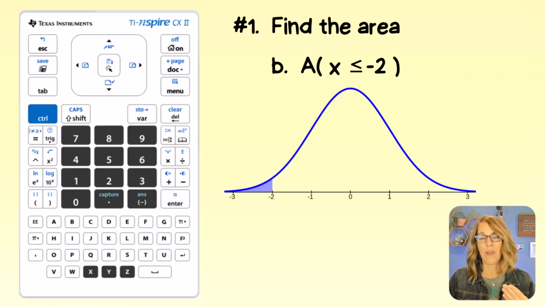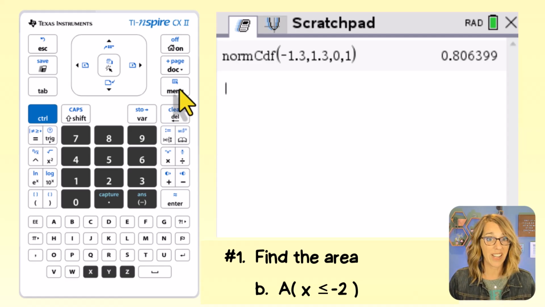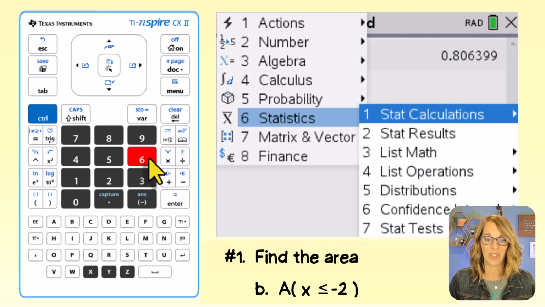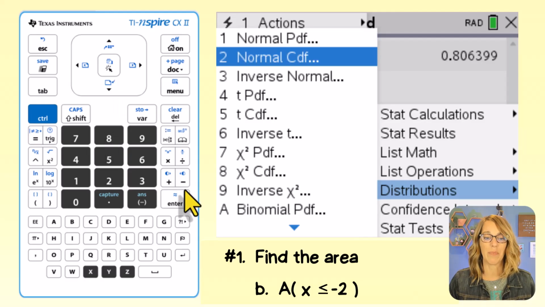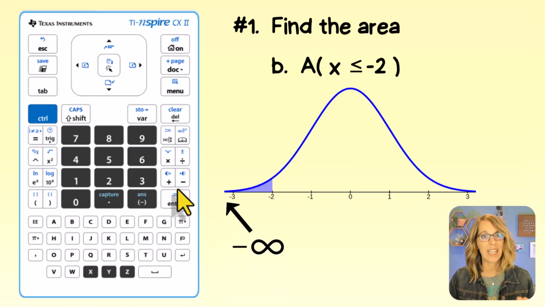I've got an area where my values are less than -2. So I'm going to do that normal CDF again, and I'm going to show you how to get there again too. So we're going to go menu, and then I want statistics, which is number 6, and then we want distributions, which is number 5. So I'm going to hit number 5, and we do want that normal CDF number 2, so let's go ahead and choose that. Now this time our lower bound is negative infinity, but you can see on our diagram here that even at -3, we are at about 0 area above -3.